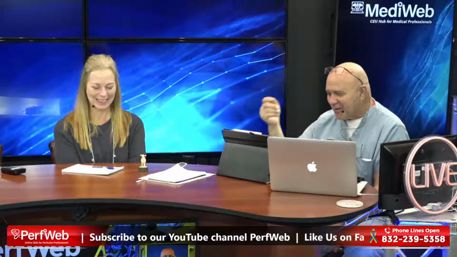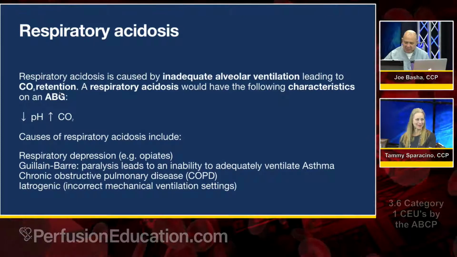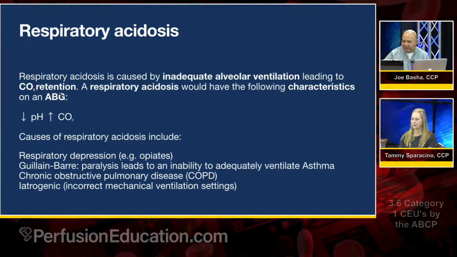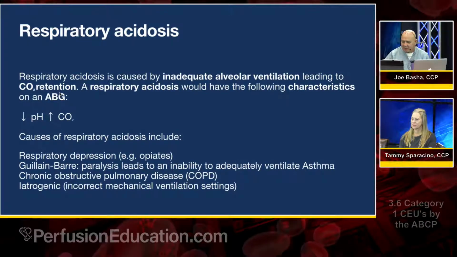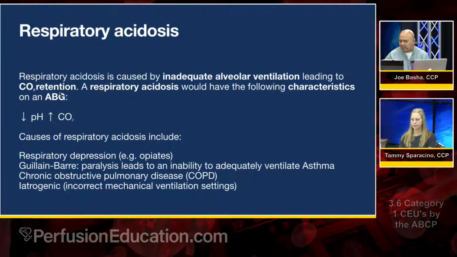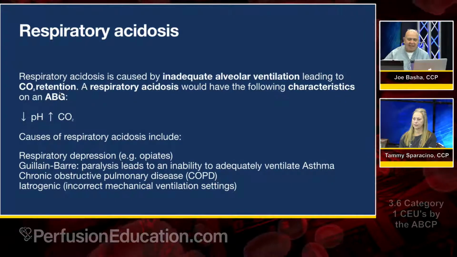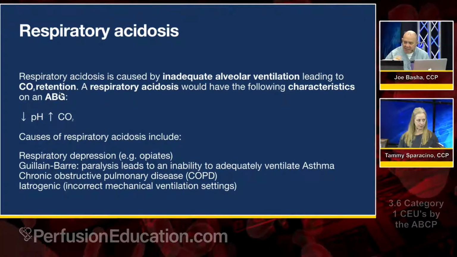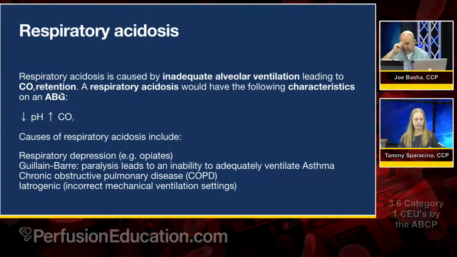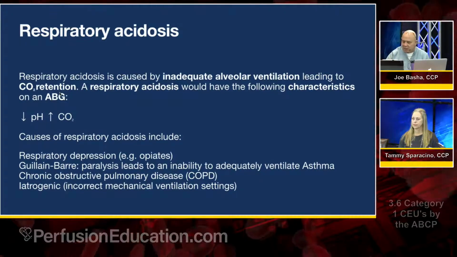Okay. Causes of respiratory acidosis include respiratory depression from opiates or whatever, Guillain-Barré, paralysis, of course, leading to decreased ventilation, inability to adequately ventilate with asthma or chronic obstructive pulmonary disease (COPD), and iatrogenic causes such as incorrect mechanical ventilation settings. You can have ventilator leaks, ET tube leaks, balloon leaks in the ET tube. There's all kinds of things that can cause that problem.